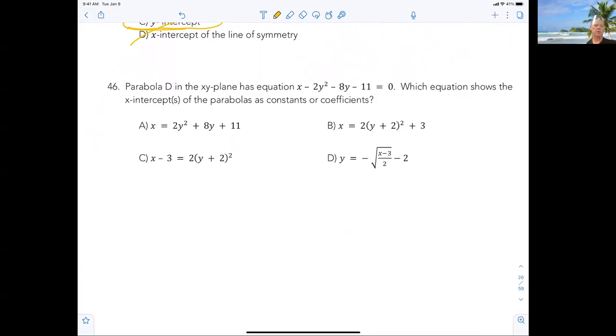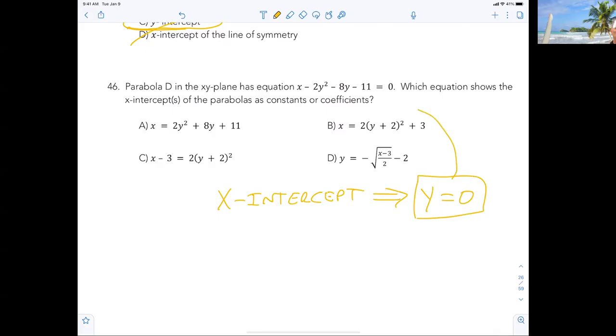Let's look at this real quick. Which equation shows the x-intercepts? They really tried to trick you here on this one. I thought this was hard, okay? So I can understand if you're not with me. First of all, I want everybody to write down x-intercept. What does that actually mean? Thank you. That's exactly correct. Everybody should know that. The x-intercept means when the y value is zero.